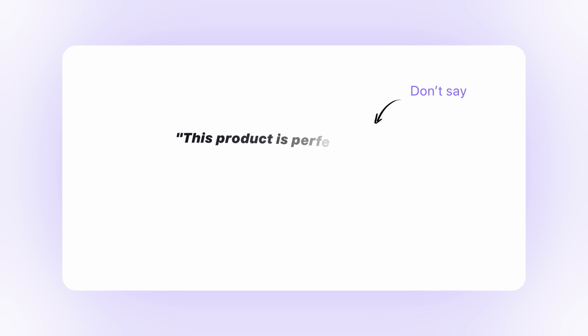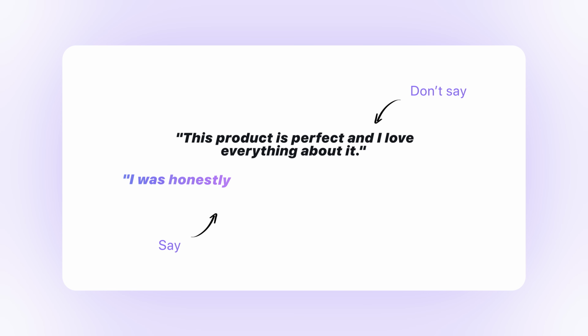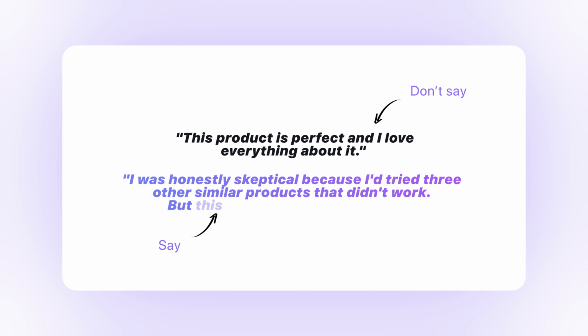Admitting small flaws or concerns make you trustworthy. Don't say, "This product is perfect and I love everything about it." Say, "I was honestly skeptical because I tried 3 other similar products that didn't work, but this one is different because..." When you acknowledge doubt or skepticism, you sound like a real person, not a paid spokesperson.